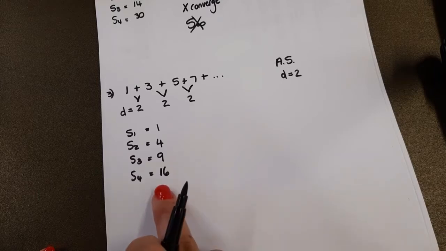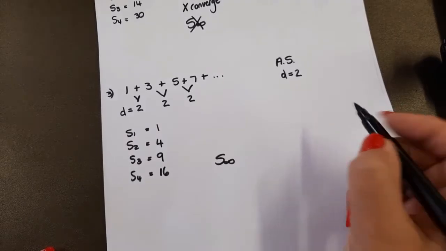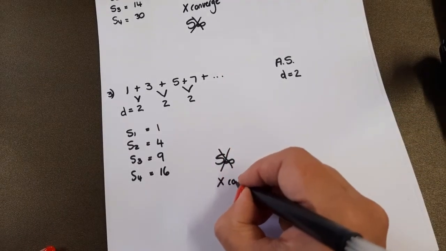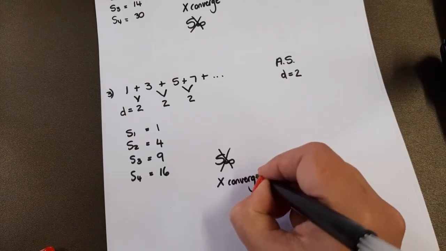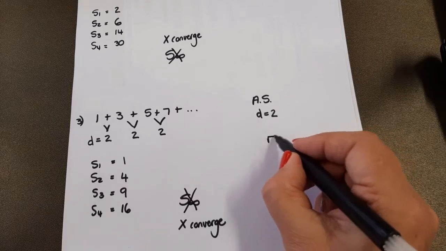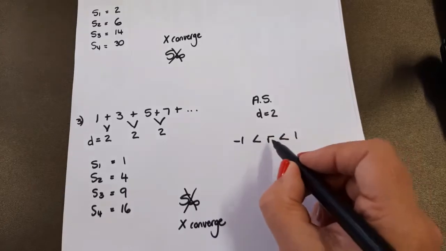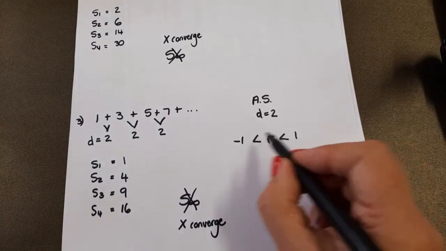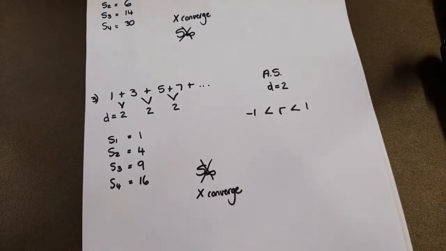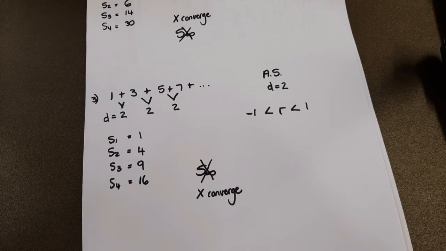So this sum of infinity does not exist, and therefore it does not converge. And if you look at the constant difference, remember, a series only converges if r lies between those two values. We don't have an r, so no convergence, and we can't get the sum of infinity.